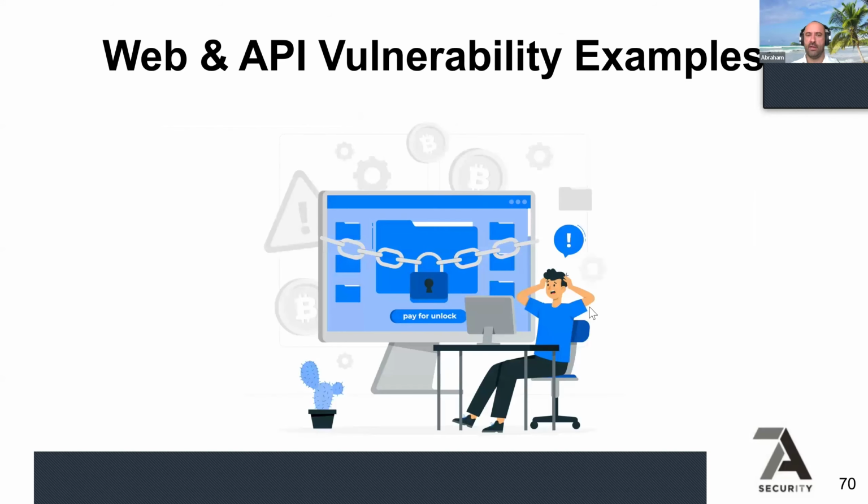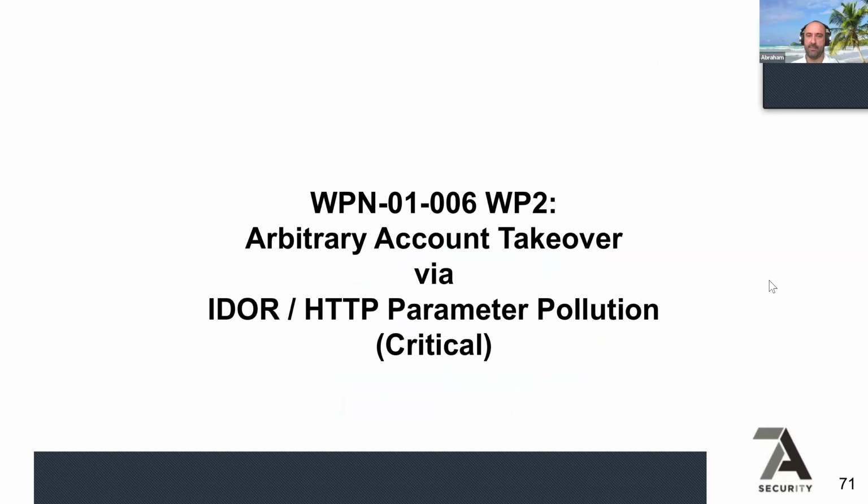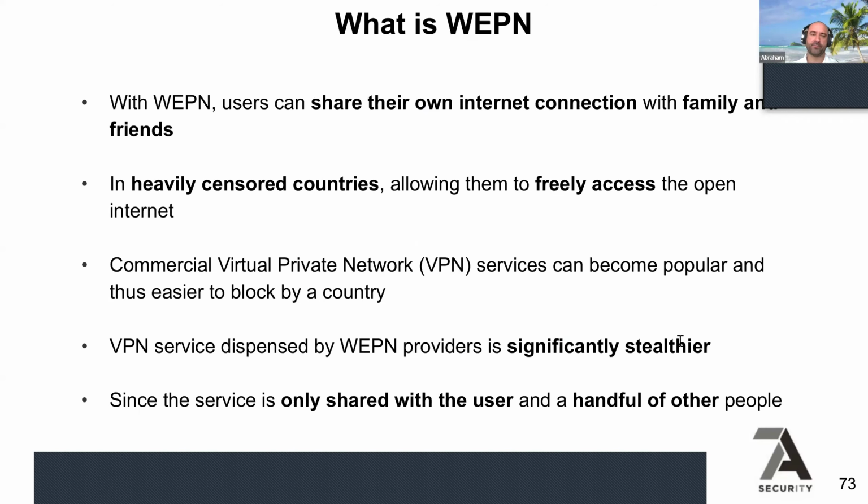Okay, so now we finished some of the Android examples. Of course, there's many more. You can see the public reports for that. And I'm just going to show a couple of interesting web attacks, right? So this was an arbitrary account takeover using a mix of an insecure direct object reference that could also be considered an HTTP parameter pollution, right?